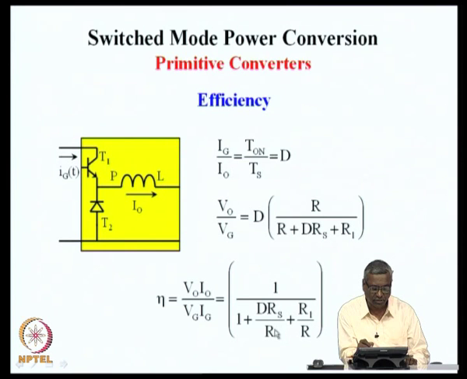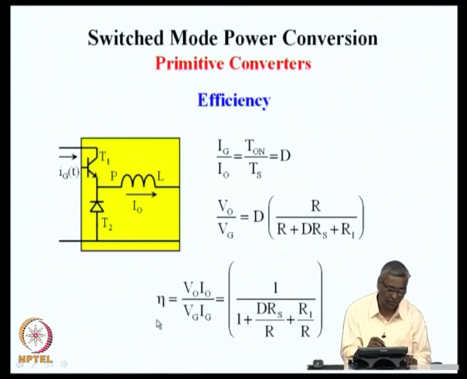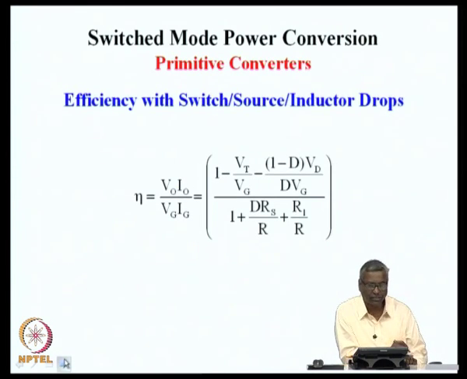These ratios are small numbers. So, in the denominator you will have 1 plus a small quantity. So, there will be some loss, but the overall efficiency will be close to 1; in typical converters, the efficiency will be better than 90%, and these losses are because of the parasitic resistances.